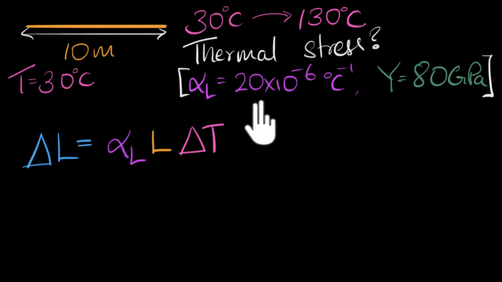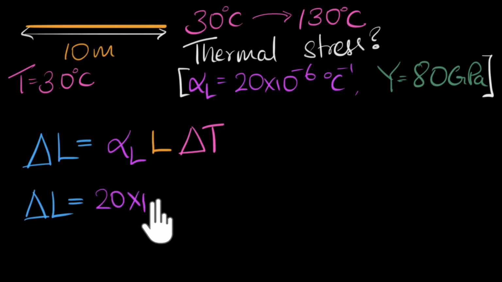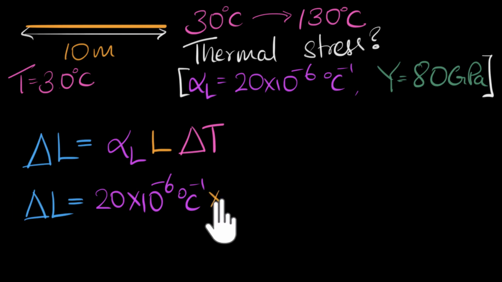And now we can just plug in these numbers. We know what alpha L is. We know what L is. We also know what delta T is, right? We can calculate that. Delta T is the change in the temperature. We can just plug in and figure out the change in the length if the wire was free to expand. Let's just do that first. So in that case, we would get delta L equal to alpha L, that's 20 times 10 to the power minus 6 degrees Celsius inverse, times 10 meters times delta T. What is delta T? Well, change in temperature. And that change in temperature is 130 minus 30, which is 100 degrees Celsius.